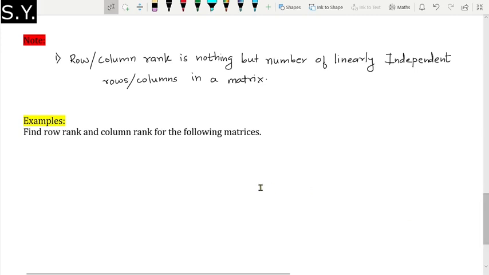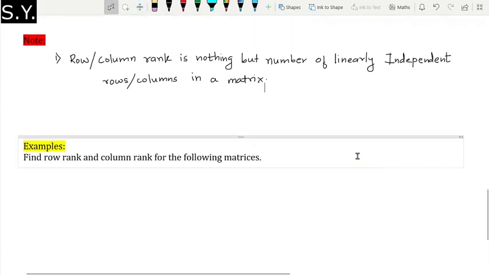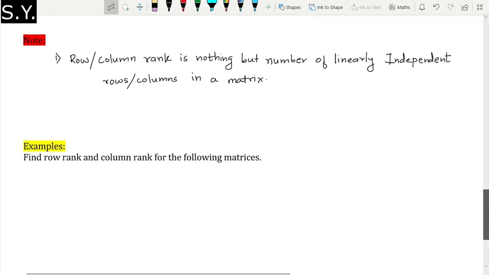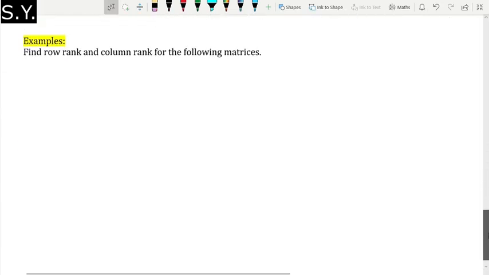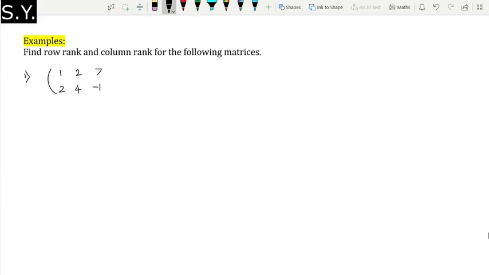Now we are going to see some examples where we will find row rank and column rank of matrices. So let us go for it then. The first example is the matrix 1, 2, 7, 2, 4 and -1. Here we are supposed to find the row rank and column rank. The meaning is we are supposed to find the dimension of row space and the dimension of column space.